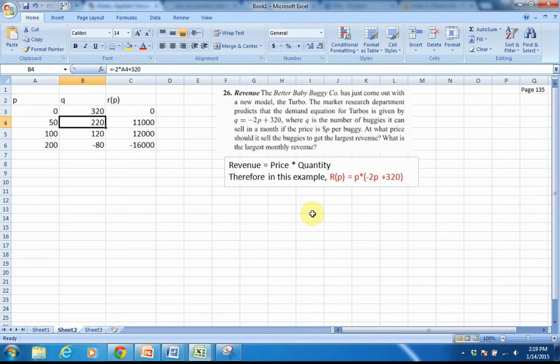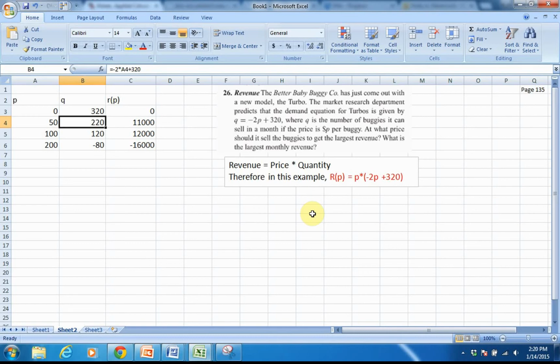The Better Baby Buggy Company has just come out with a new model, the Turbo. The market research department predicts that the demand equation for turbos is given by Q is equal to negative 2P plus 320, where Q is the number of buggies it can sell in a month if the price is P dollars per buggy. At what price should it sell the buggies to get the largest revenue? What is the largest monthly revenue?